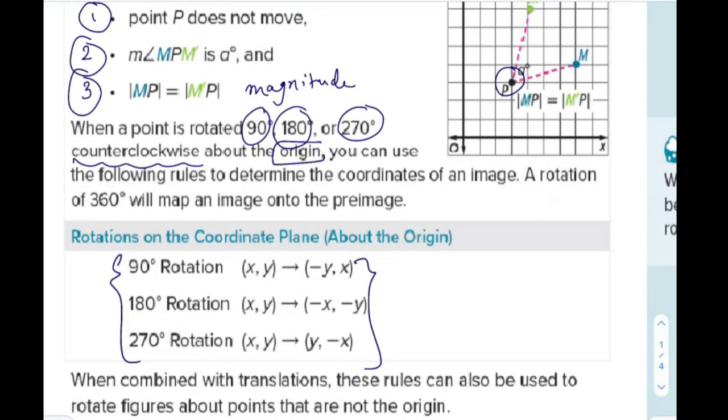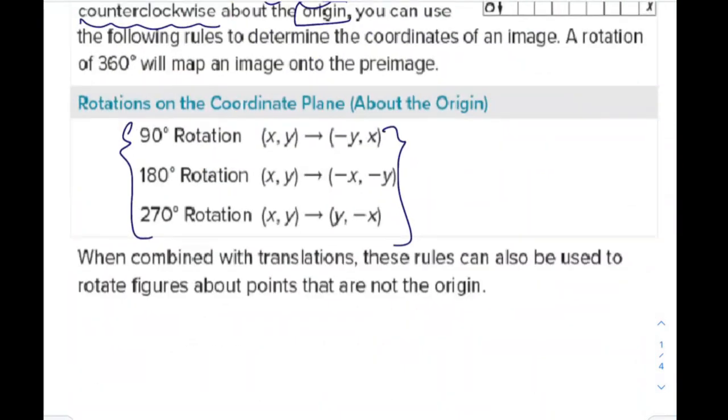We are going to study the rotation about 90, 180, 270. Of course 360 means it's coming back to the same point, so no benefit of specifying it. Now about the origin, this will be the rule.